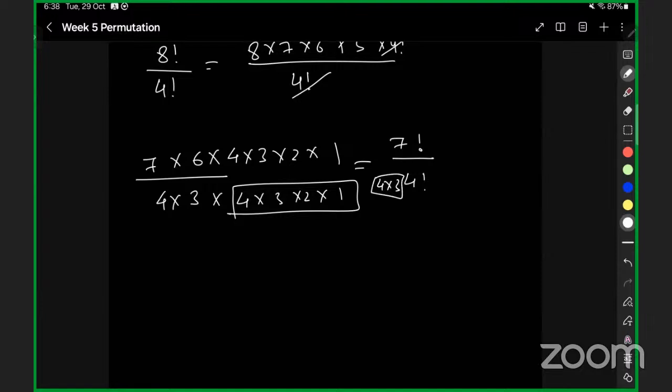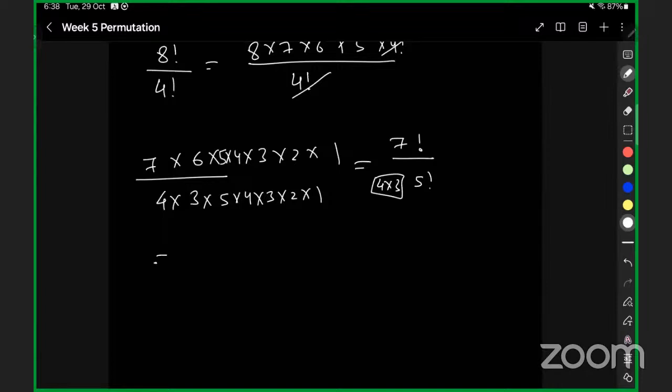Sorry. The pi is missing, sir. Numerator pi is missing. Yeah, okay. 5 into 4. Okay. So then I have to multiply 5 into 4 into 3 into 2 into 1. So that will be 5 factorial, right?